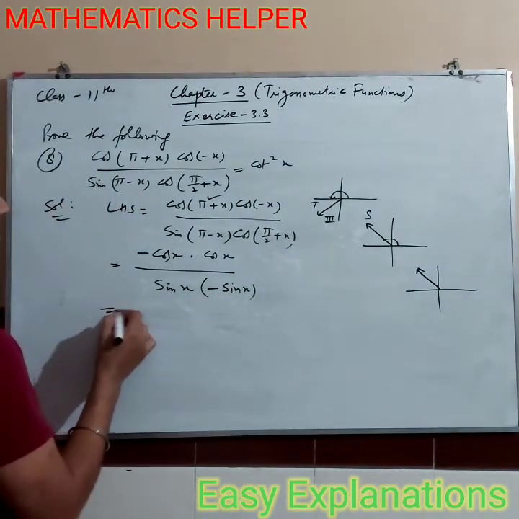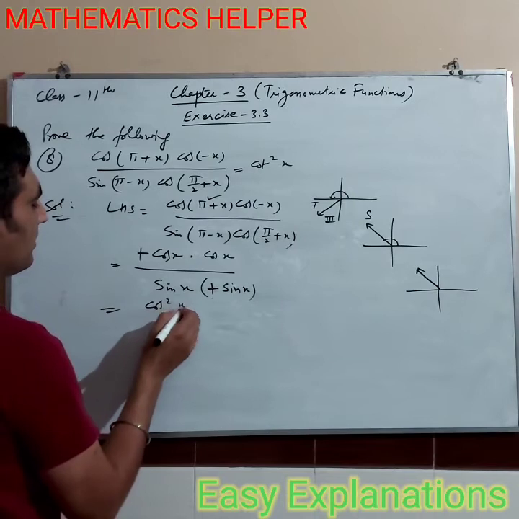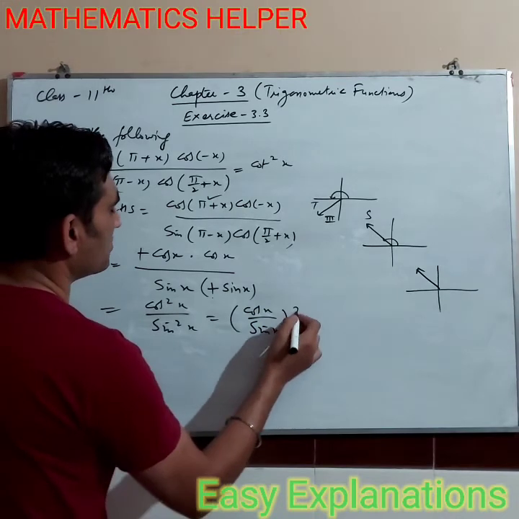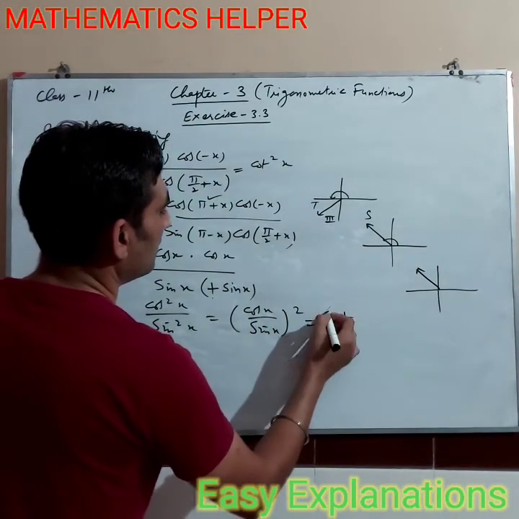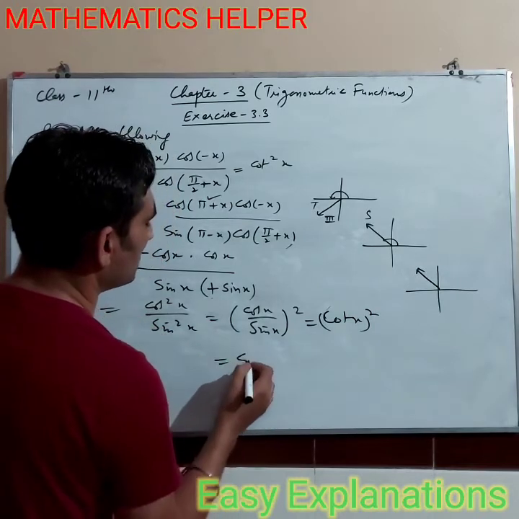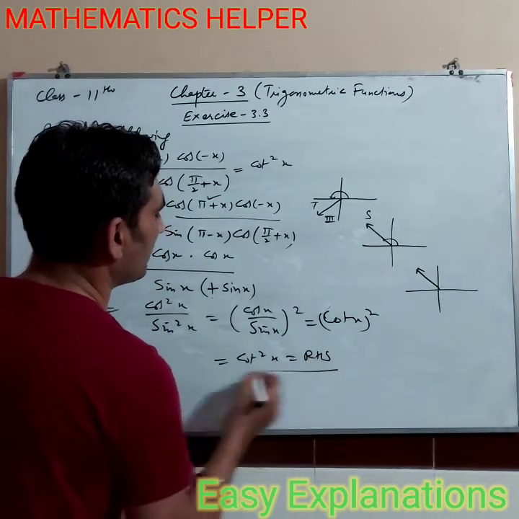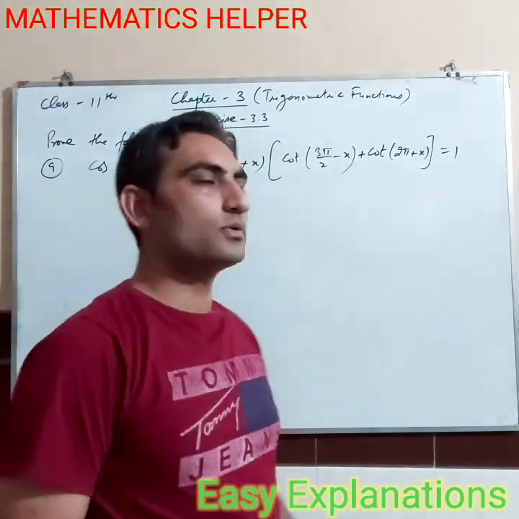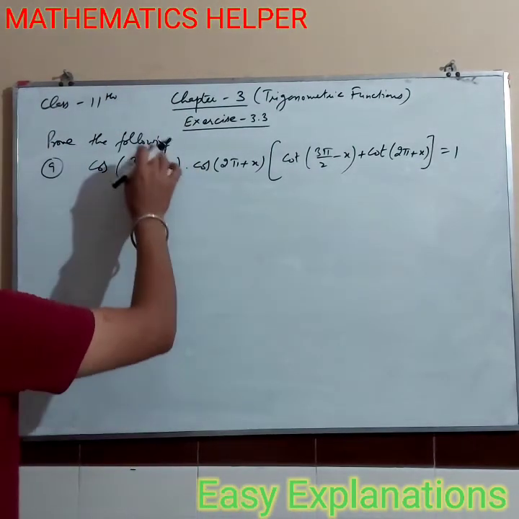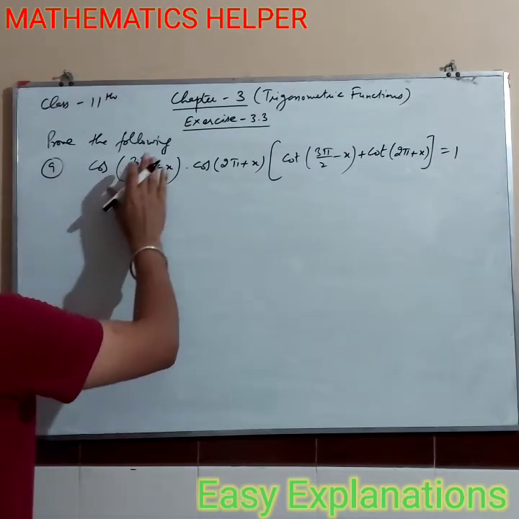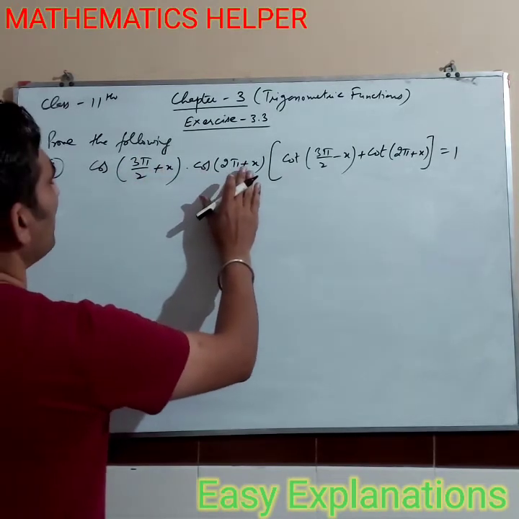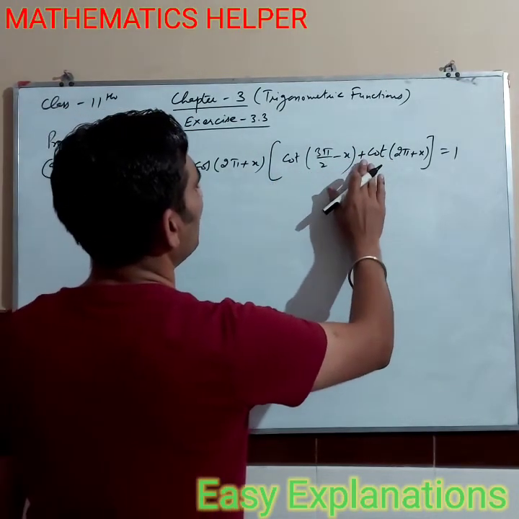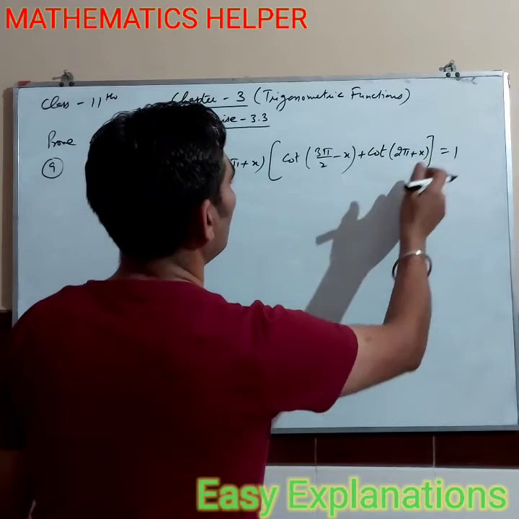So we have this situation, minus cancelled, cos square x over sin square x, which can be written as (cos x over sin x) raised to power 2, or cot x raised to power 2. Finally, you can say it is cot square x, the right side of equality. Now see next what is given in question number 9. Students, for this question number 9, you have to see what is 3 pi over 2. It is given like this: cos(3 pi over 2 plus x) into cos(2 pi plus x), then in the big bracket cot(3 pi over 2 minus x) plus cot(2 pi plus x), bracket close, equal to 1.